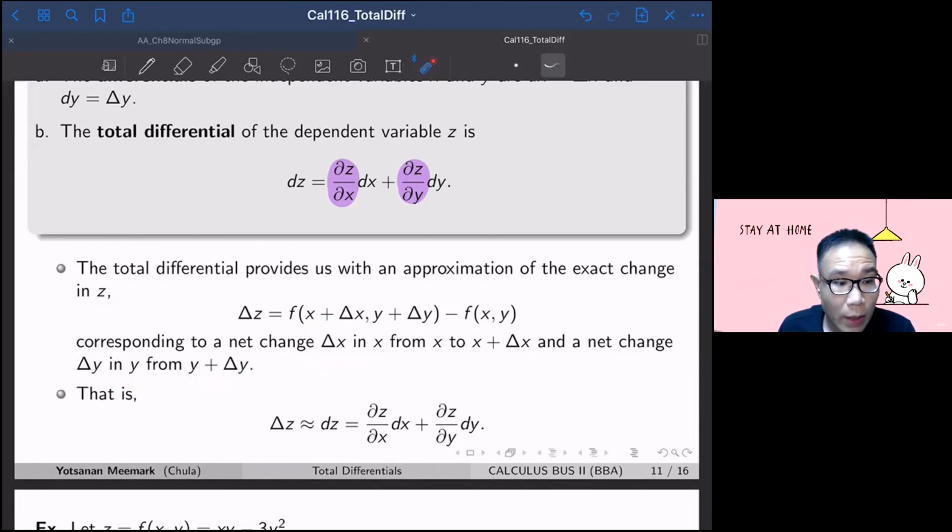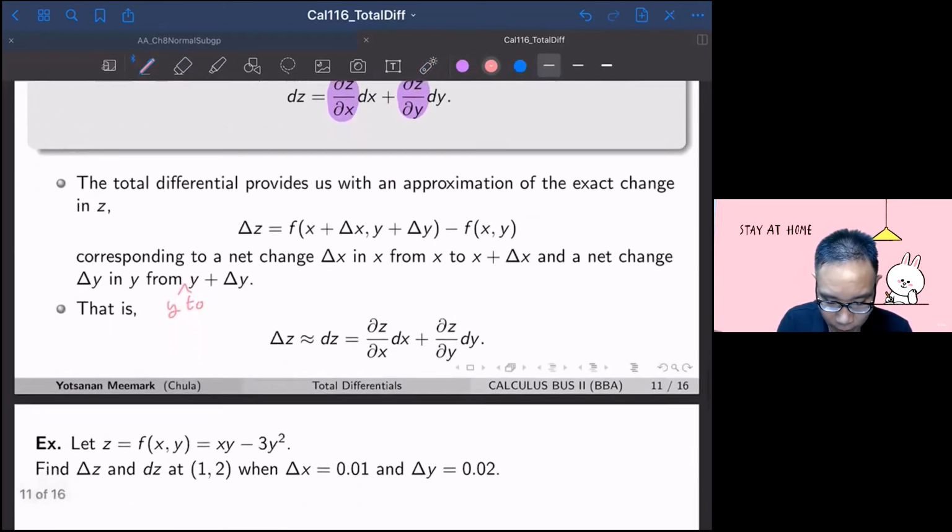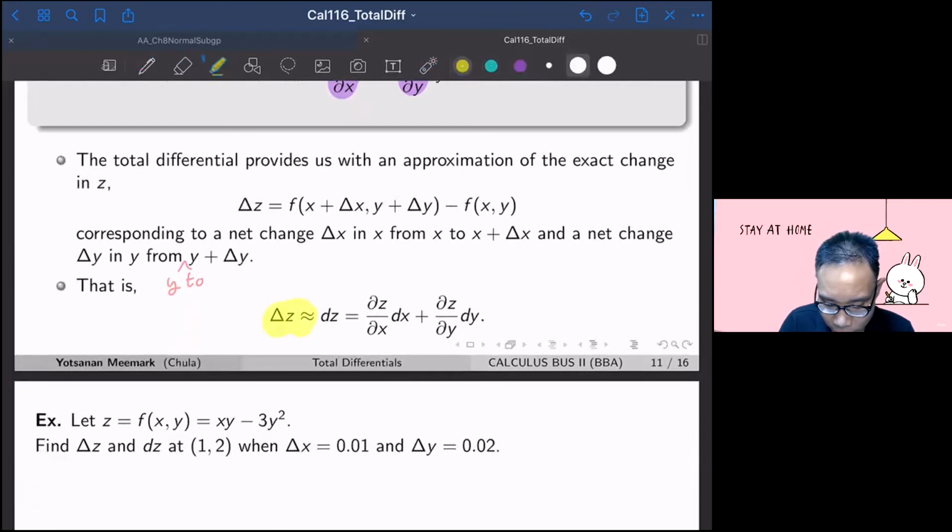I made a mistake, the net change in y is from y to y plus delta y. So that is the same linear approximation that we had in the previous lecture. So delta z is about dz, which is ∂z/∂x dx plus ∂z/∂y dy.